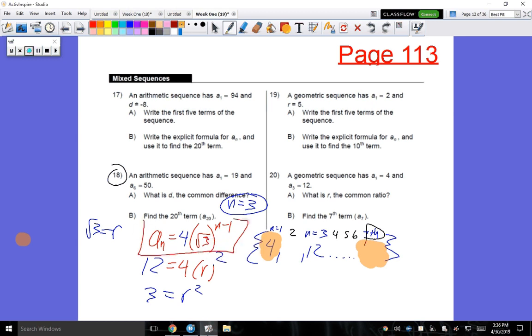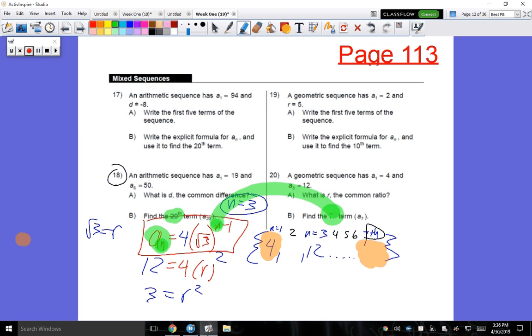And all I have to do now is put in 20 for my n term, and I will be able to get what this number is. So square root of 3 to the power of 19 times 4. Oh, my bad, not 20. You should correct me. It would have been 7, right? My bad. So 7 is going to be placed right here for n.